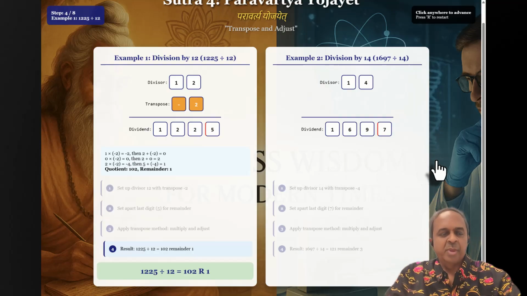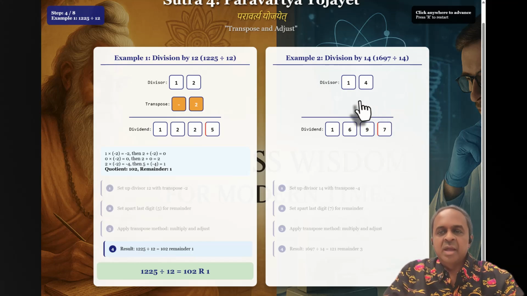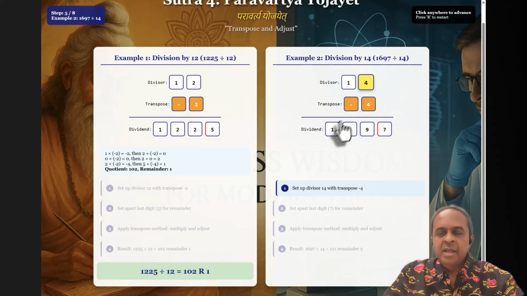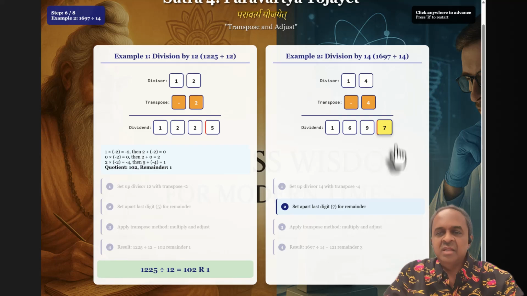which is division by 14. Okay. Let's look at this. Again, we do the same thing. We put the divisor here, 14, and the dividend here, 1697, so 1697, right? So what's the transpose for? First step is the transpose of -4. Okay. And then you start the adjustment process. So you did the transpose, as it says, and then you start doing the adjustments. Before you do the final adjustment, you set aside this 7 as the last remainder. Okay. So like we said, step 2. And then you start the adjustment process.